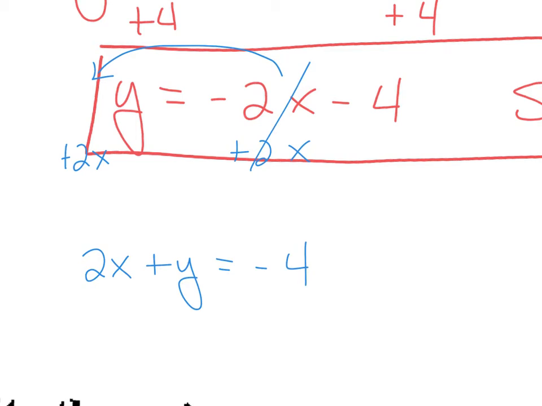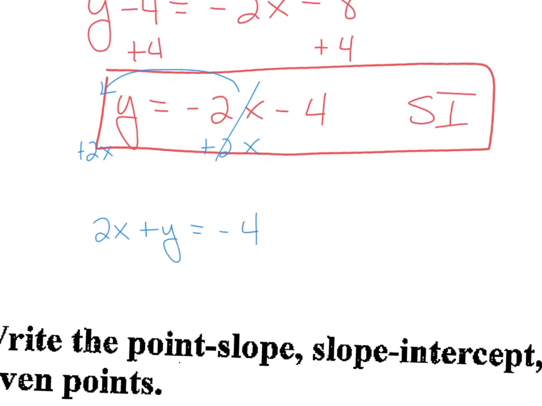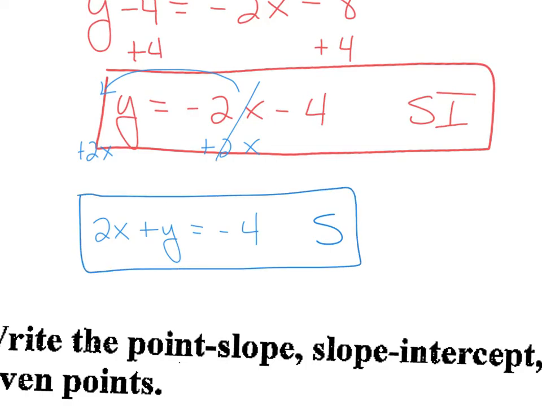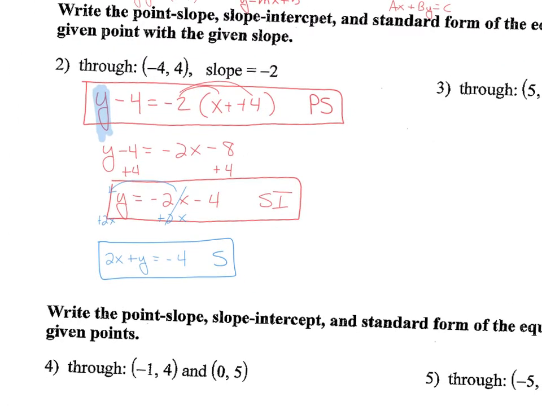Okay, so if I look at this, I've got ax plus by, so my b value would just be a 1 here, equals c, which is negative 4. My a value is positive, and there are no fractions or decimals in it. So that's my final answer here. So this guy right here, I'm just going to put S for standard. Okay, and those are my 3 answers.